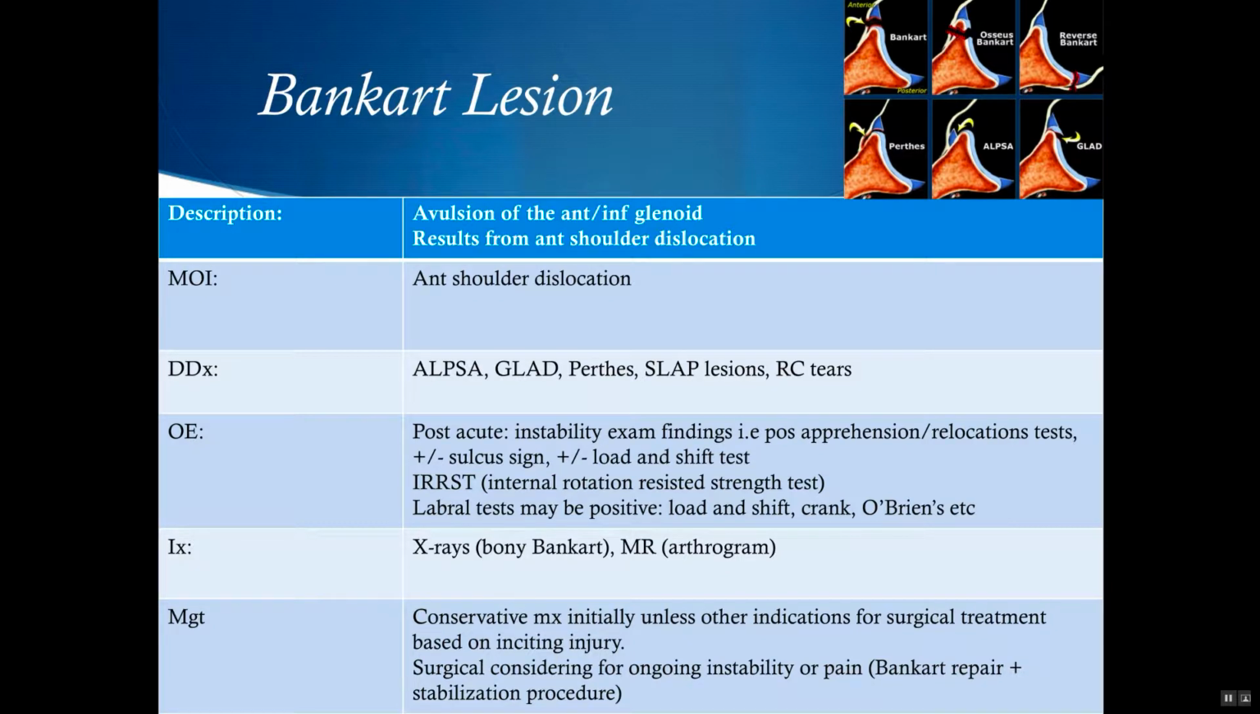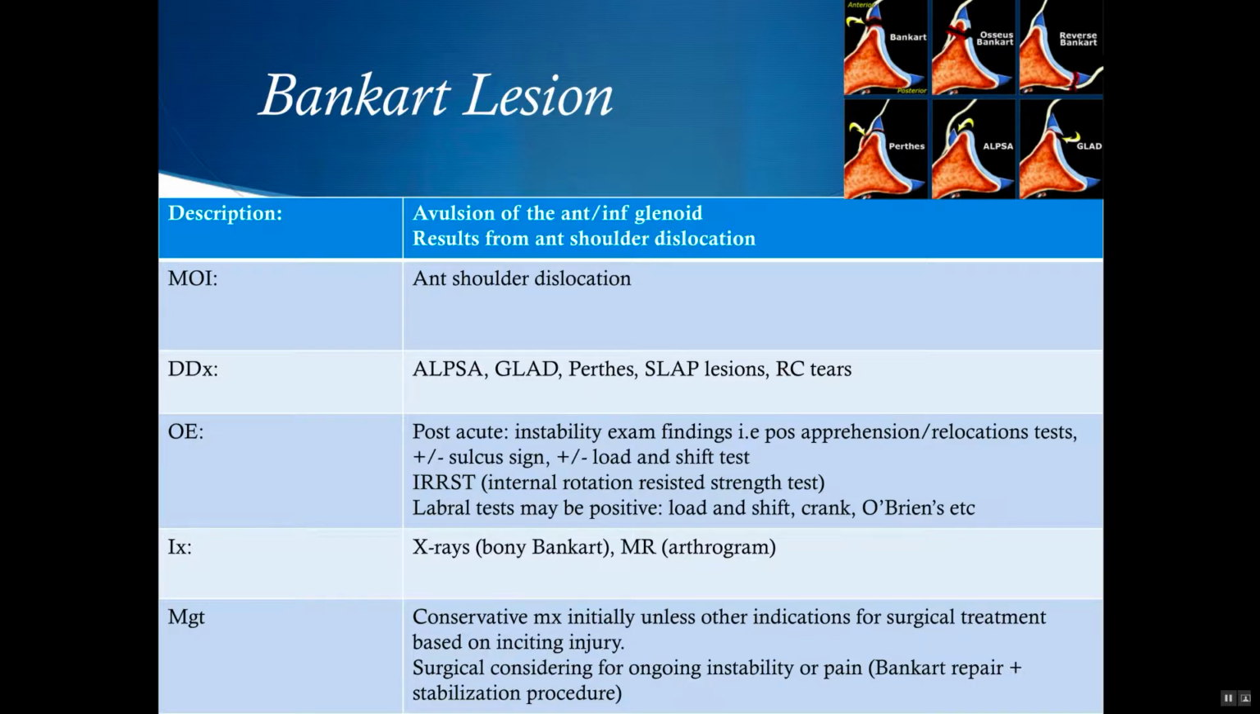On exam, most patients with a Bankart lesion will present acutely with signs of an acute dislocation or instability findings. Typical apprehension, relocation test being positive. In more chronic situations, you can see things like your sulcus sign and your load and shift test being positive. A fairly recent test called the internal rotation resistance strength test is also a quite useful test to help rule in or rule out an internal impingement injury in patients presenting with impingement signs. And so I would suggest having a look at the test, how it's performed, and how to evaluate that.